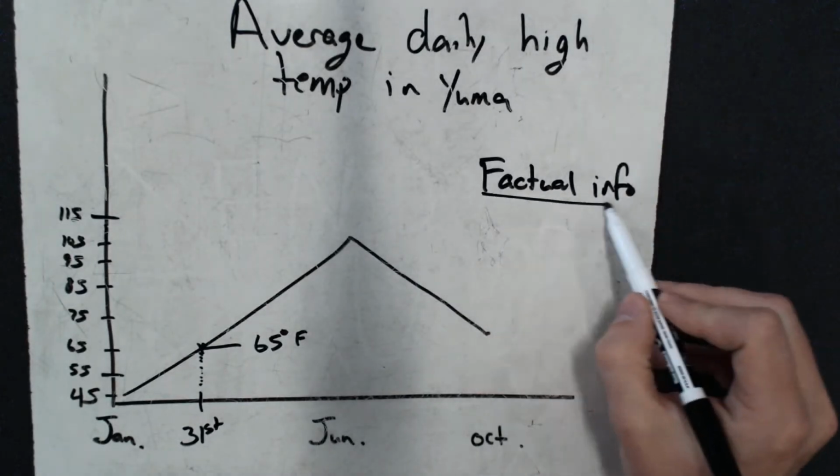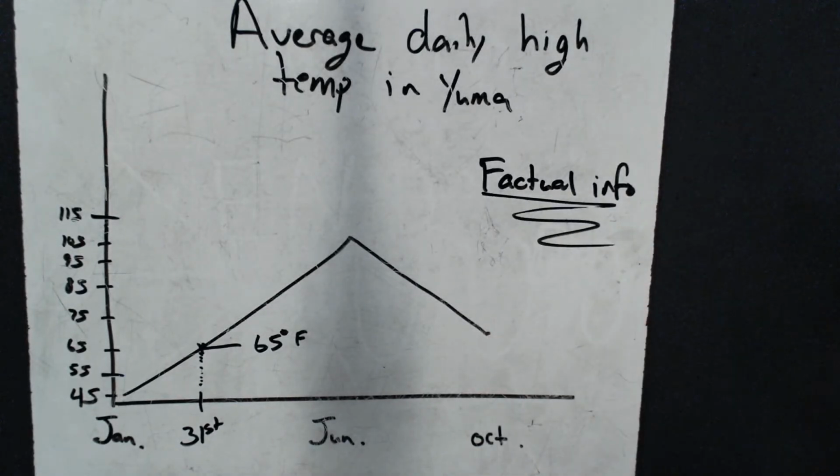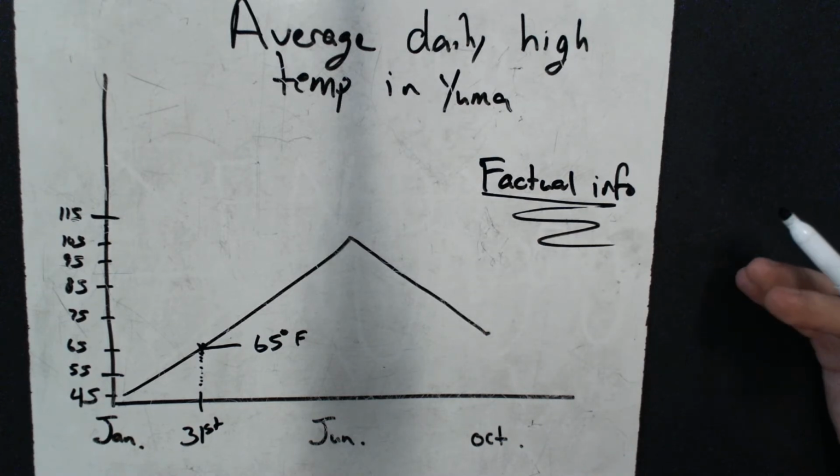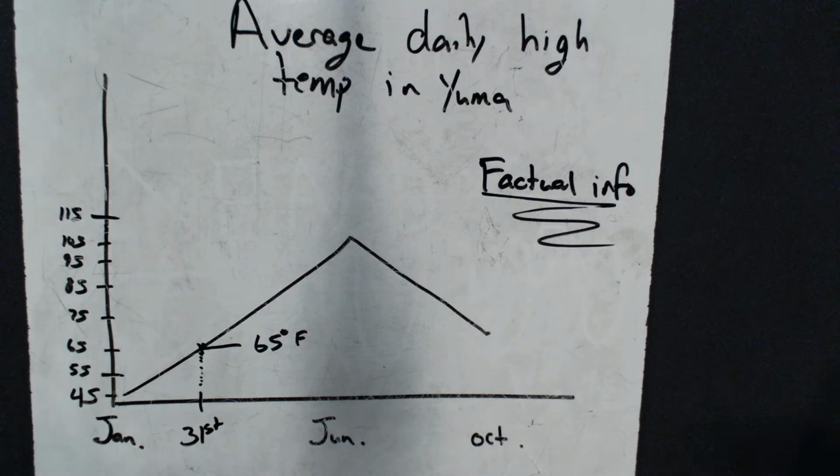That is an example of this factual information version. It's going to have you find something directly from a graph or a data table. These are the easiest type of questions to answer because it's really just asking, do you know how to read a graph or a data table?